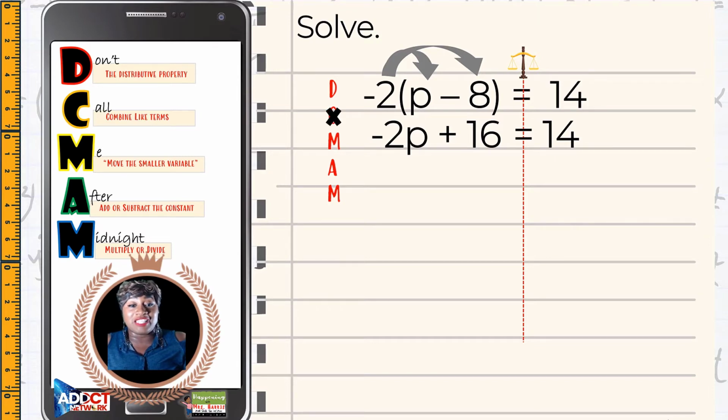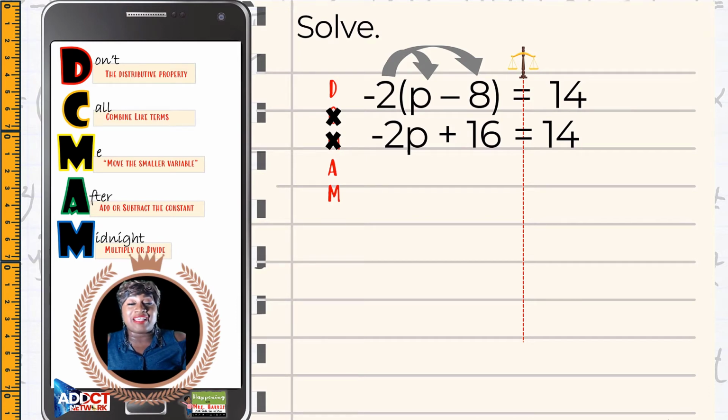Now let's move on to M. Move the smaller variable. We only see one variable in negative 2p plus 16 equals 14. That's the letter P on the left side of the equal sign. No variables on both sides, so we can scratch out that M as well.